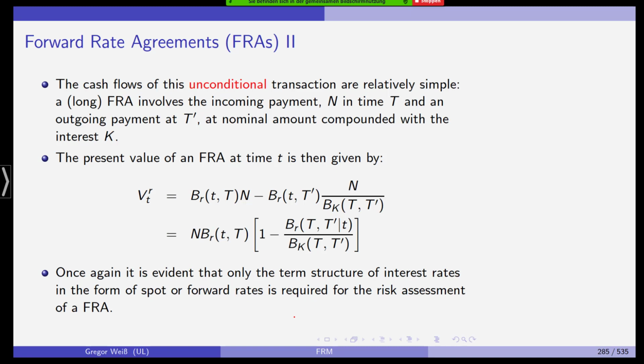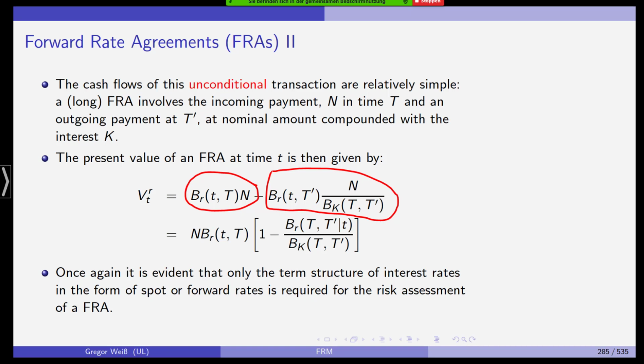In a long forward rate agreement, we have the payment N in time T and an outgoing payment at T'. That is the nominal amount compounded with the interest K. Because this is close to a loan, you get N in T and you have to pay back in T'. So this is the payment in T, and this is the payment in T'. And for the price of this forward rate agreement, which is only the difference in the interest rates in T and T', you can calculate the present values.